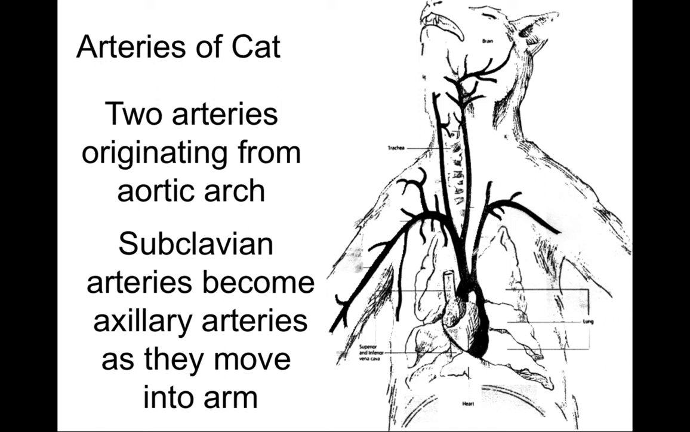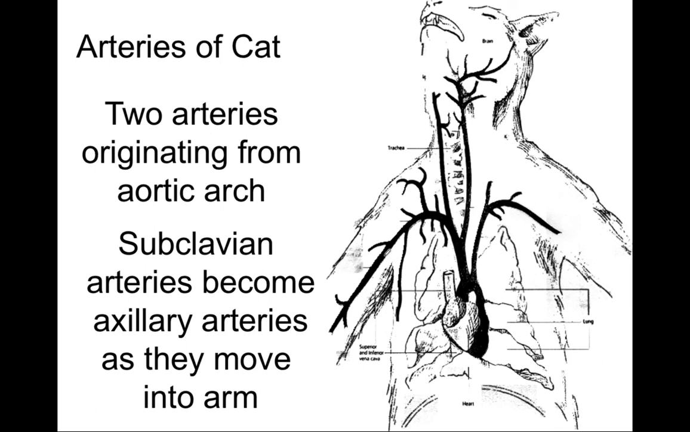Other than this, every single vessel in the cat will be exactly in the same place as it is in the human. So in the cat, the aortic arch has two branches. In the human, the aortic arch has three branches. So I just want to tell you all once more that we do name the subclavian arteries based on the fact that they're found under the clavicles.